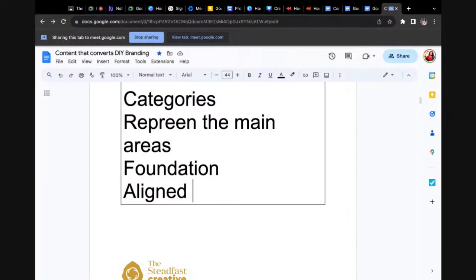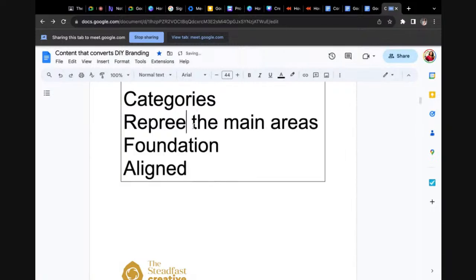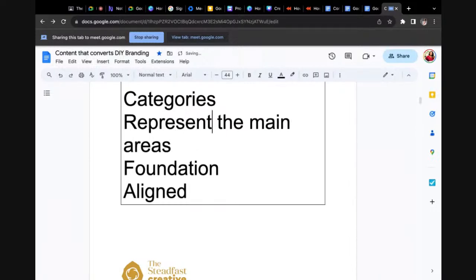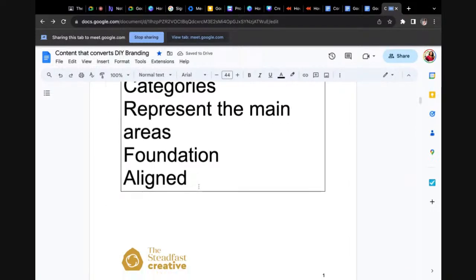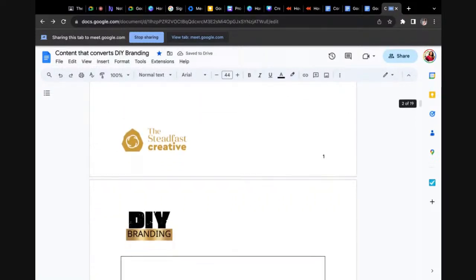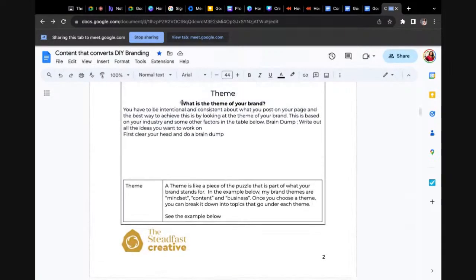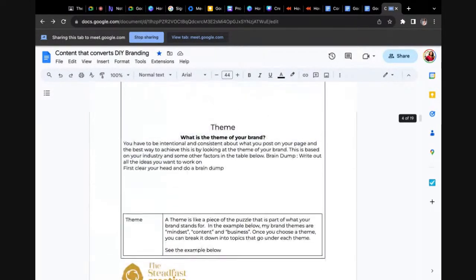So we are, what did I write here? Nobody even said a word. It's supposed to represent the main areas. It's aligned with the key areas of your business. So what are the key areas of the business that you're working on? That's where you will now start.